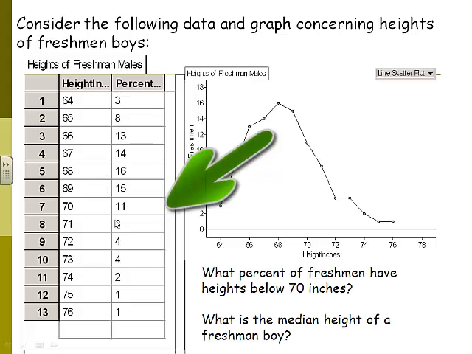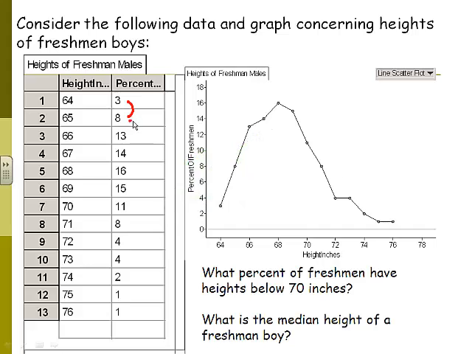So here's our 70 inches. We need to add these percentages up. So 3 plus 8, that's 11, plus another 13 would be 24, plus 14 would be 38, plus 16 would be 54. Let me make sure I'm counting these right. So we're going to add these up. So 3 and 8 is 11, 24, 38, 54, 69, and then we want to stop there because it says below. So we would say 69% have heights that are below 70 inches.